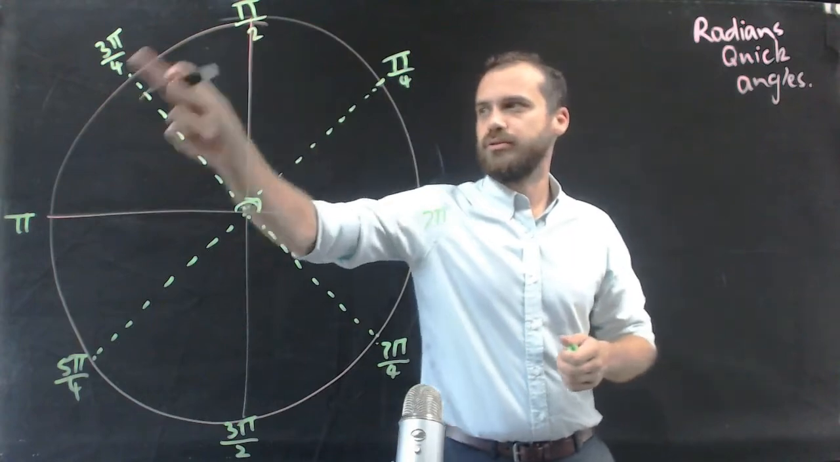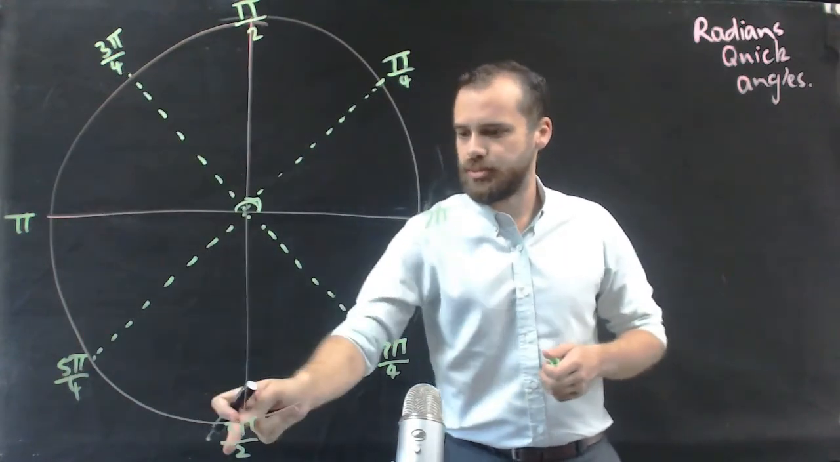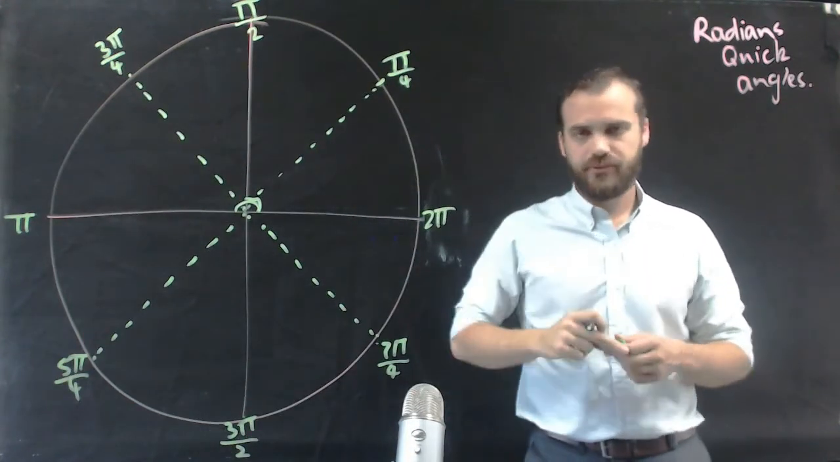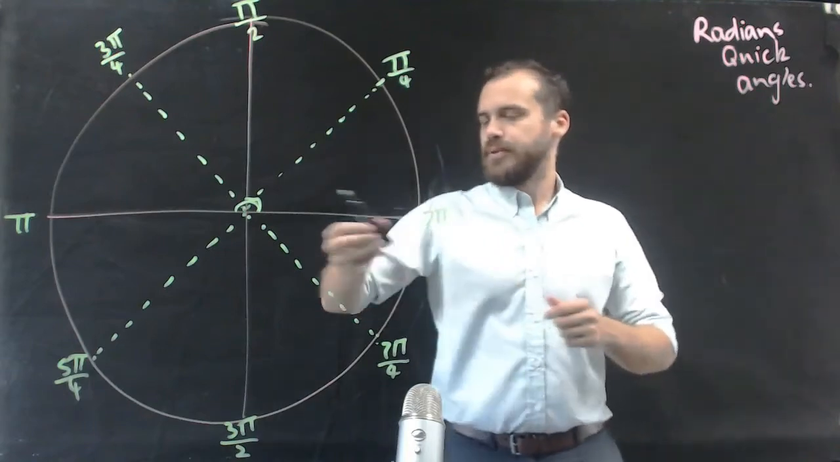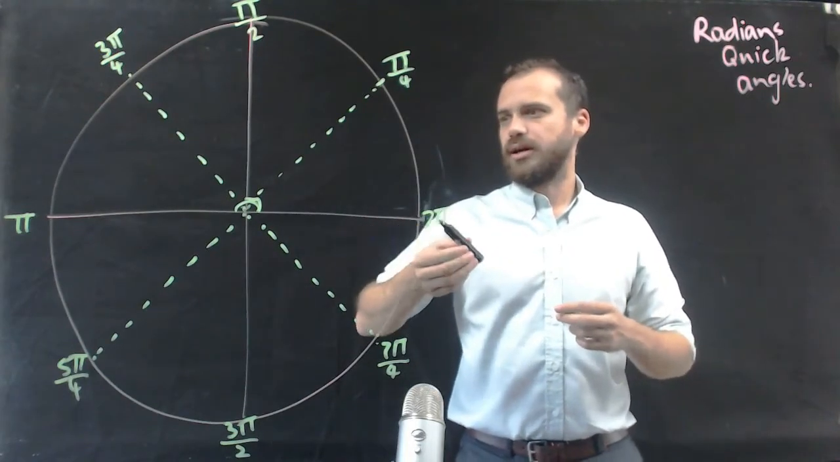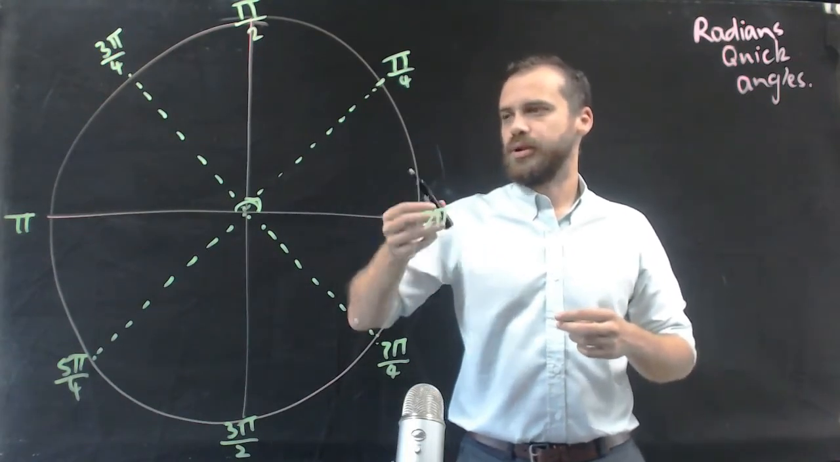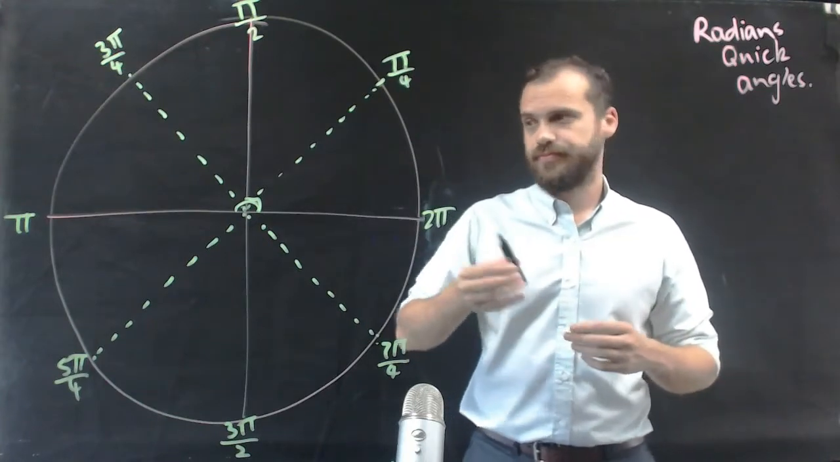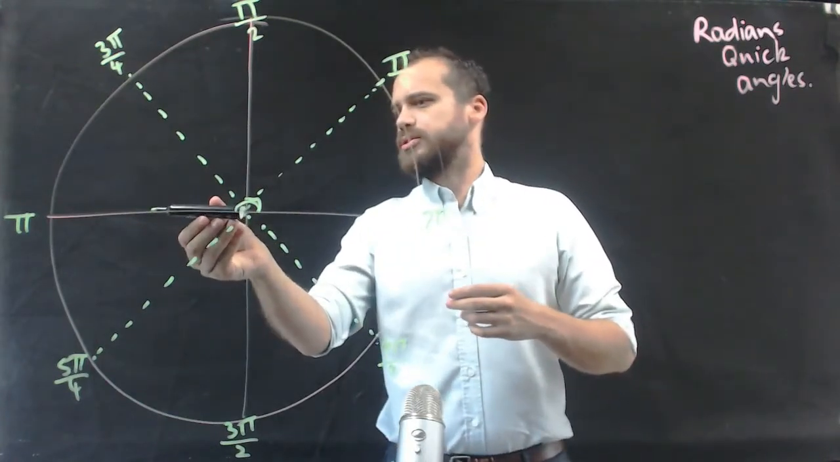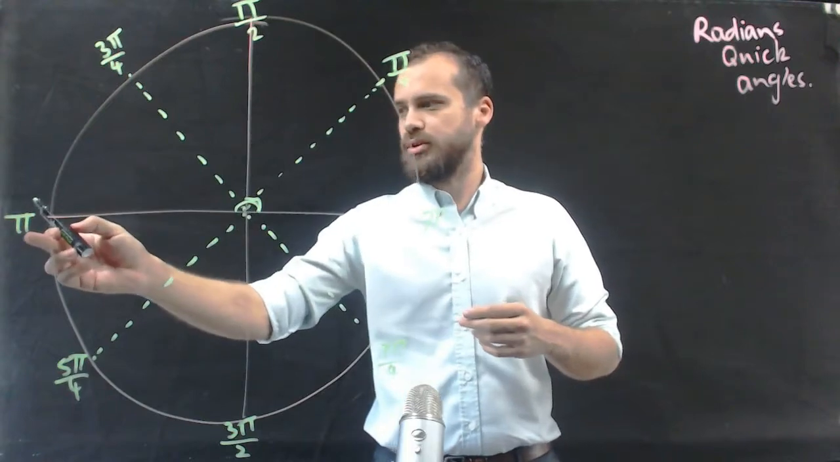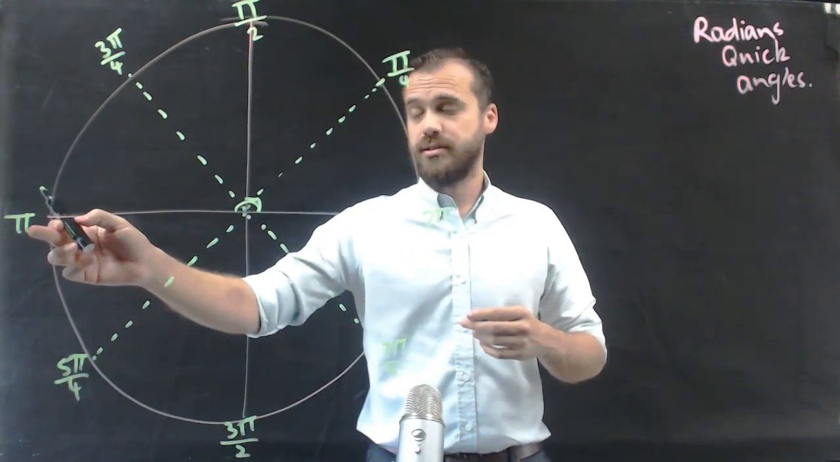Okay, so that's all of our 45 degrees: pi on 4, 2 pi on 4, 3 pi on 4, 4 pi on 4, 5 pi on 4, 6 pi on 4, 7 pi on 4, 8 pi on 4. Straightforward. Now let's do the 60 degrees next. So 60 degrees is a third of 180 degrees.